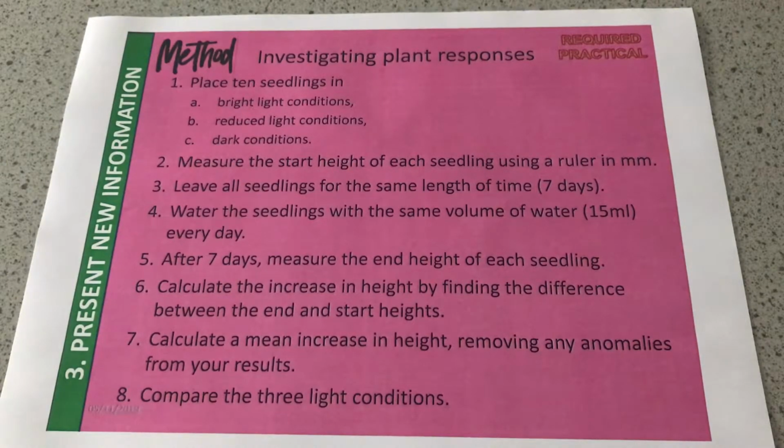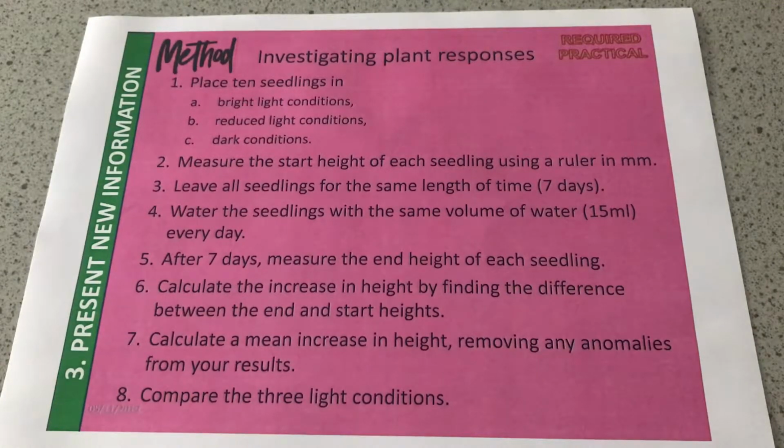Water the seedlings, so that's one controlled variable. Water the seedlings with the same volume of water, and I've suggested 15 mils of water each day, okay? We could also keep them in the same temperature environment. That could be another controlled variable. You could suggest room temperature, or 20 degrees or 22 degrees C, whatever you wanted, but try and give a value to it. After 7 days, we're going to measure the end height of each seedling.